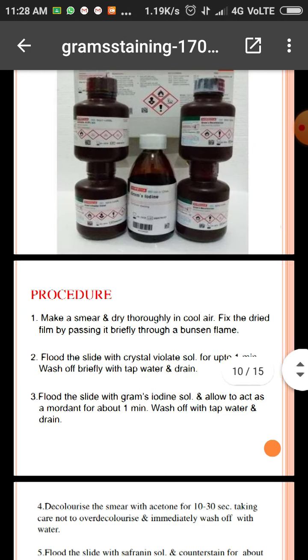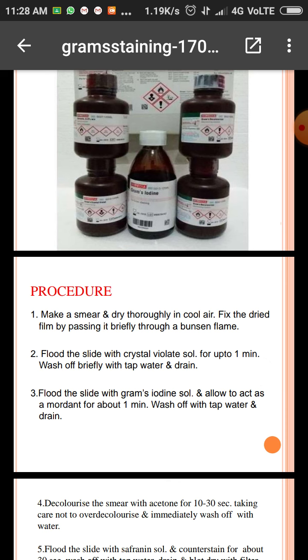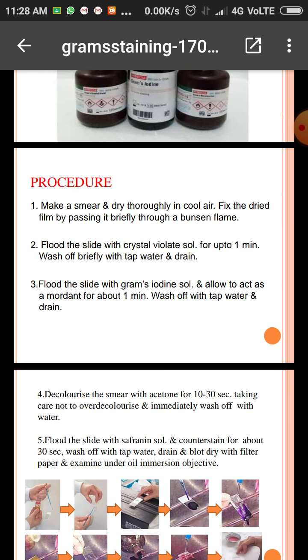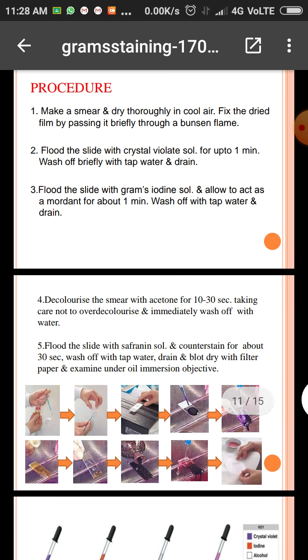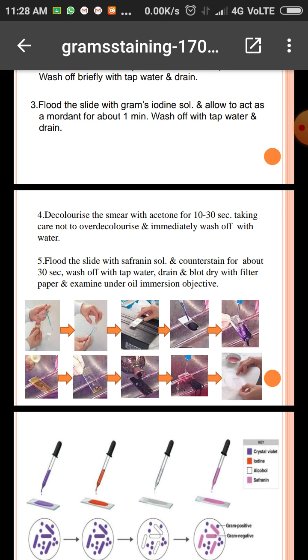So I've already sent a video of gram staining and acid fast staining, where you can see how they do the gram staining practically. First we need to prepare a smear and fix it by air drying and passing it through the Bunsen flame. Keep it for 1 minute, then wash off with water. Then gram's iodine is added. Keep it for 1 minute, wash off with water. Decolorize with acetone for 10 to 30 seconds. Immediately wash off with water. Then safranin is added for 30 seconds and washed off.